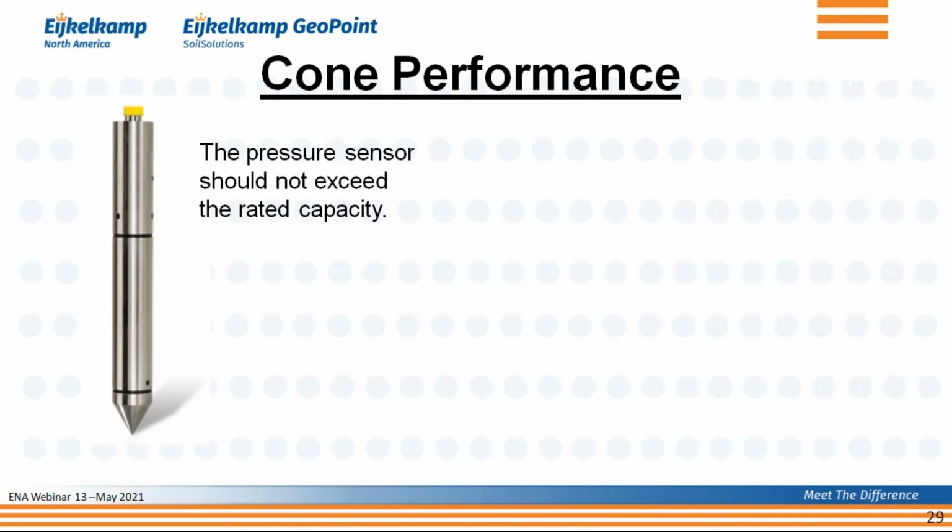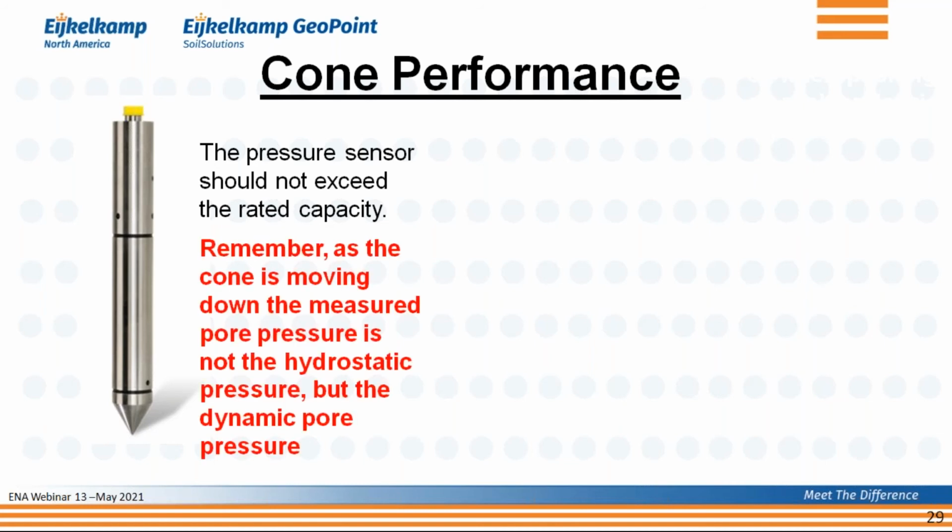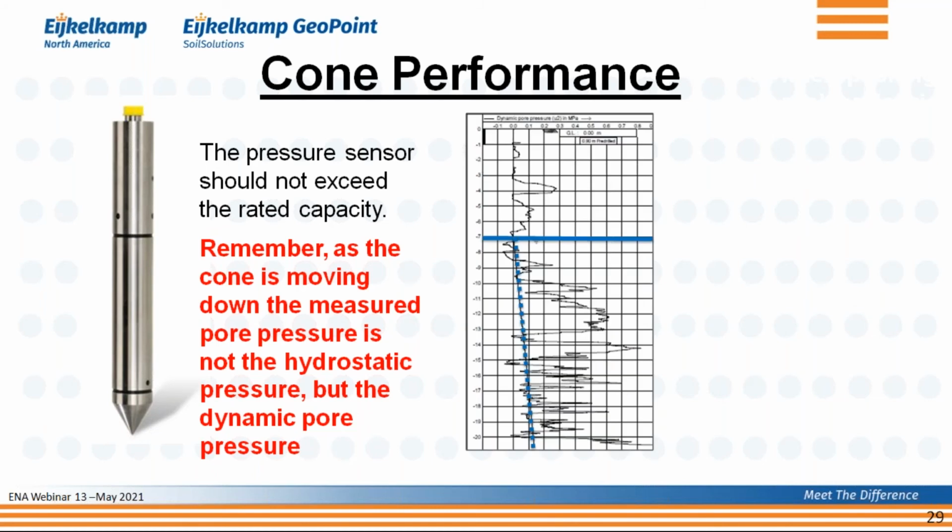The second part of the cone is the pressure sensor for the pore water pressure. What's really important to remember is that when you push the cone into the ground, and we've covered this in the past as well, you don't measure the hydrostatic pressure, but a dynamic pore water pressure. That's illustrated here. We're pushing the cone down to about a level of 7 meters, and that's where the water table is. And then the hydrostatic pressure is shown by the dotted blue line. In reality, though, that's not what you measure.